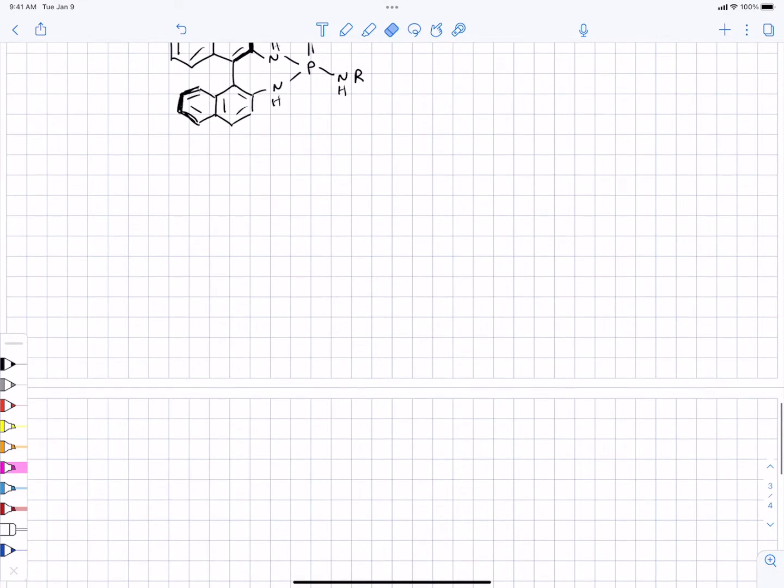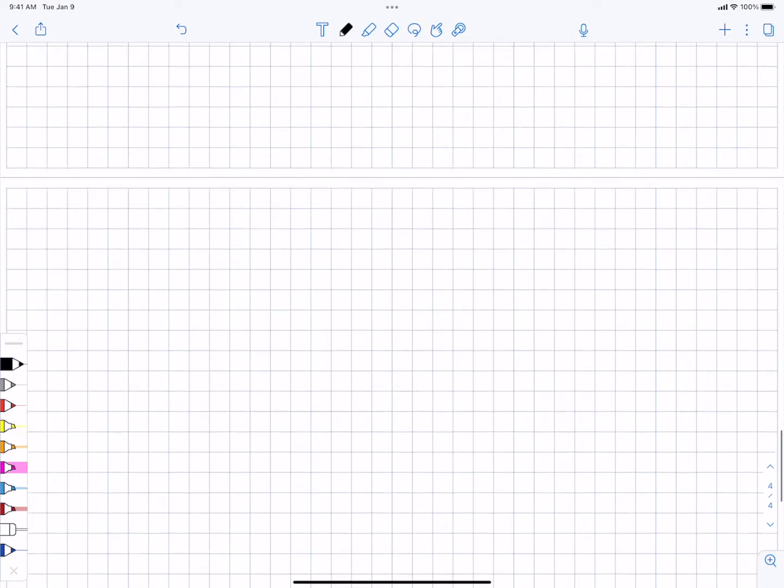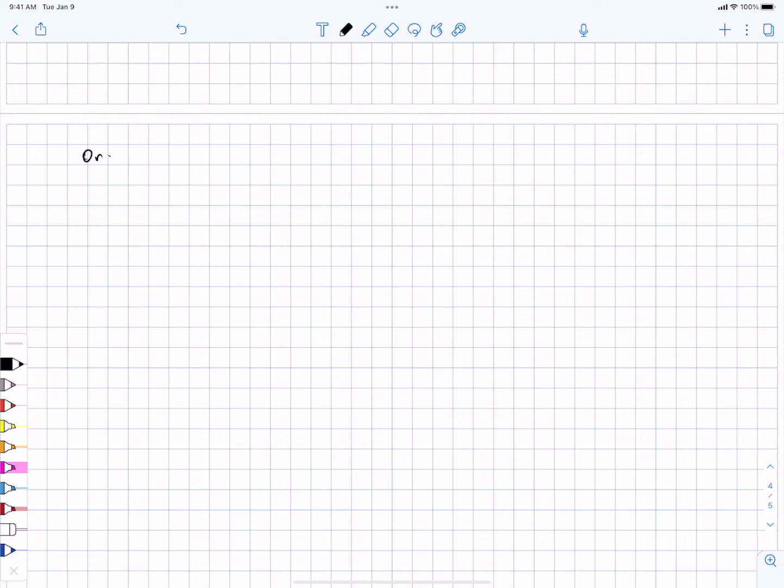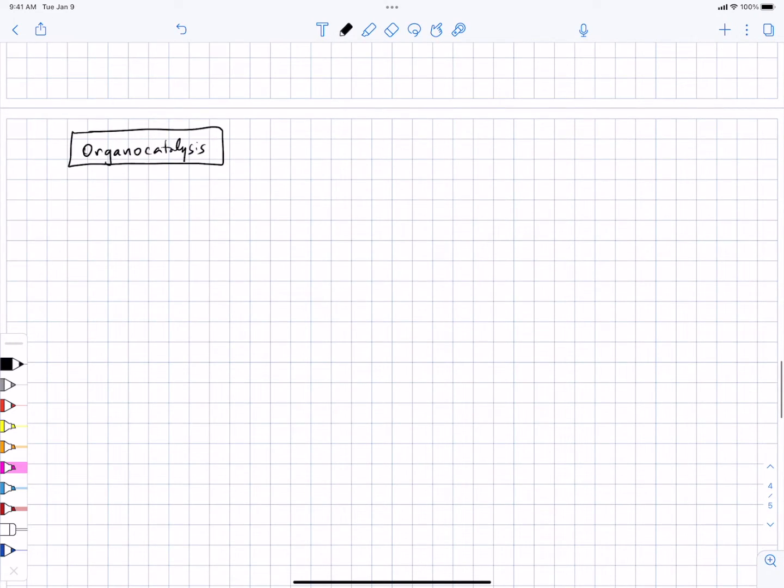Another popular area, and one that was awarded the Nobel Prize not long ago, is organocatalysis. The idea behind organocatalysis is, can we do with small molecules the same kinds of things that enzymes do? There are tons and tons of examples of this. I'm just going to show you a few. As an example, let's take this aldehyde.